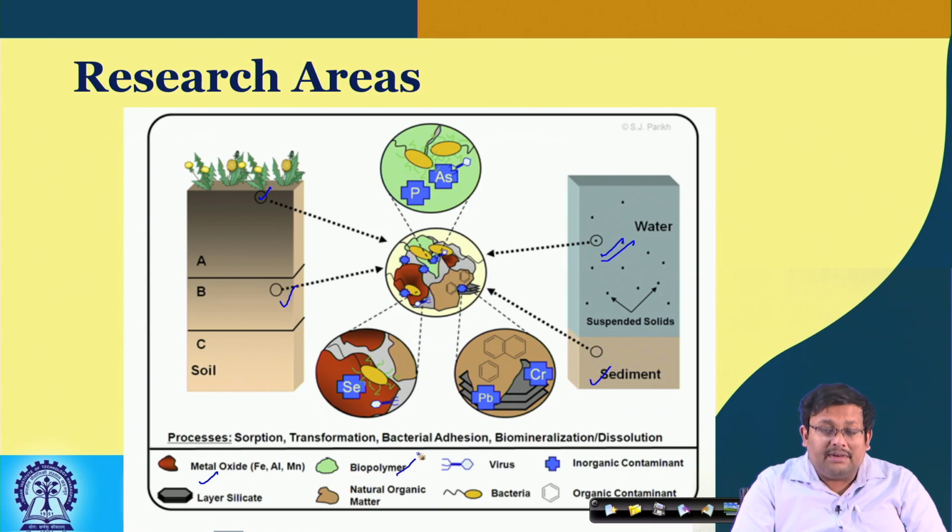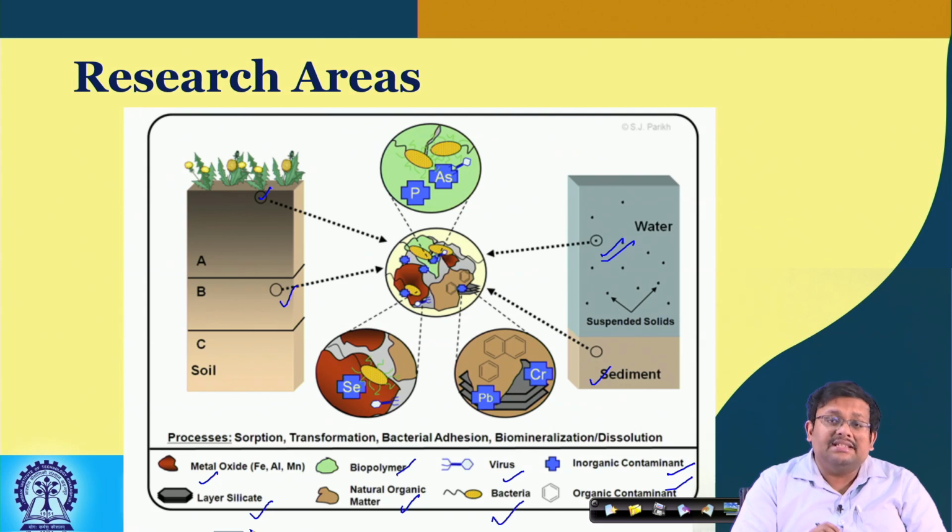Also, biopolymer is very important and is a component, and then virus, inorganic contaminant, layered silicate structures, which we will discuss in the next week. So, layered silicate structure, then natural organic matter, bacteria, organic contaminants, all these are very important, and all these play an important role when we are talking about environmental soil chemistry.